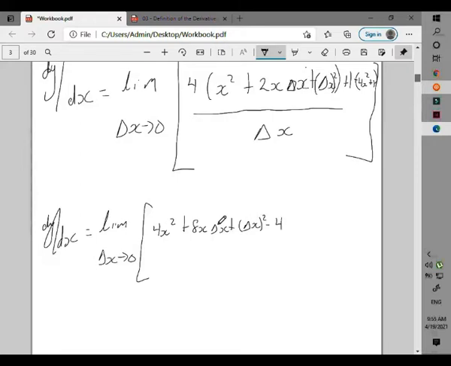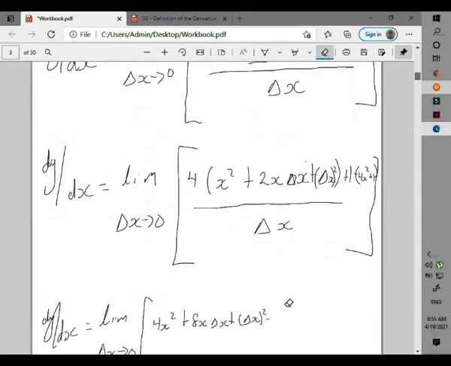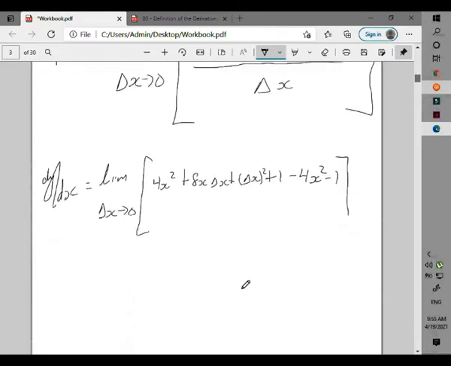This is the problem. 4x plus 1, so this is going to be subtracting 4, nope, what is it, plus 1. This needs to be plus 1. Alright, so this is plus 1 minus 4x squared minus 1. This is all being divided by delta x.